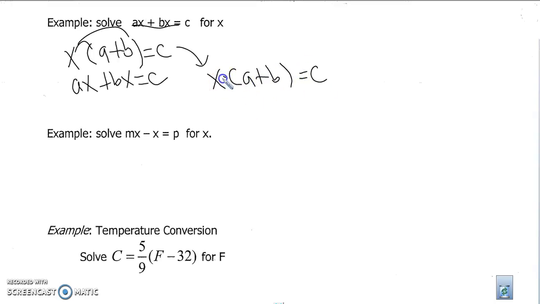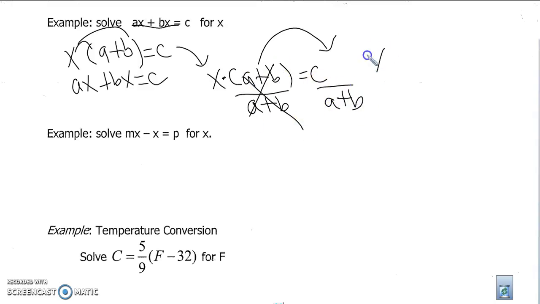And then right here means times. So all you have to do is move this to the other side by doing division. Take a plus b, divide each side by a plus b. And this cancels away. x equals c over a plus b.